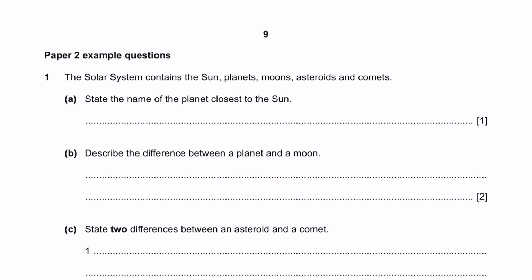Now let's move on to paper 2 example questions. Question 1. The solar system contains the Sun, planets, moons, asteroids, and comets. Question A. State the name of the planet closest to the Sun. Make sure you have memorized the order of the planets from closest to the Sun until the furthest away. Question B. Describe the difference between a planet and a moon. So the difference is that a planet orbits the Sun, whereas a moon orbits the planet.